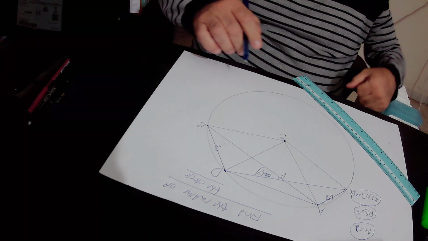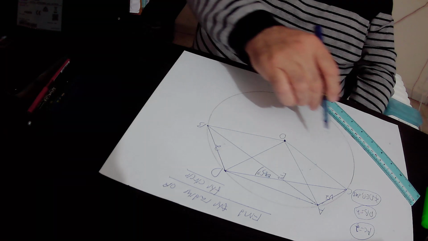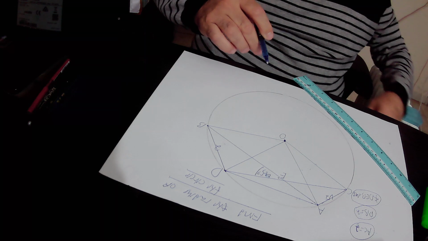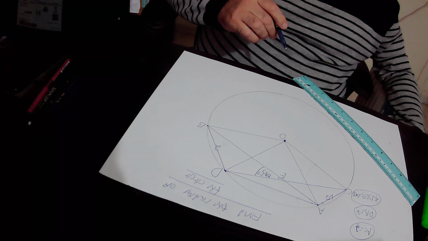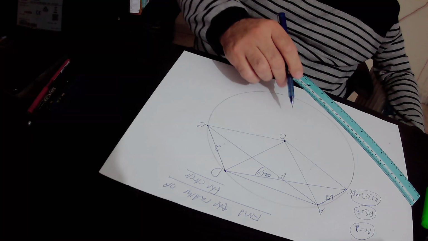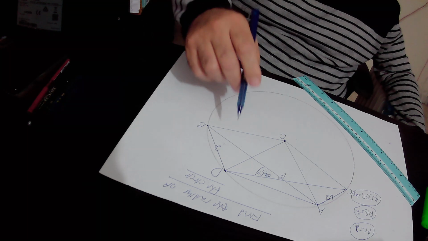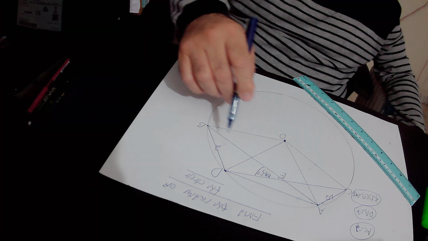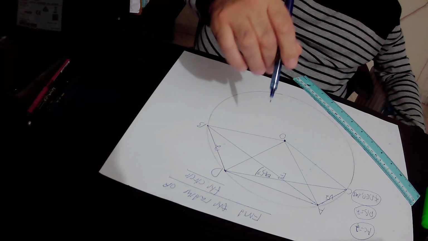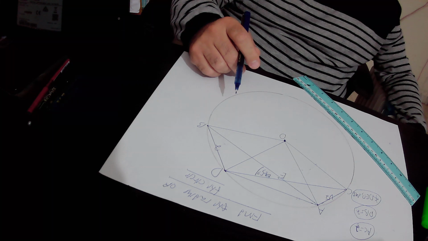Those 4 line segments OB, OD, OA, and OC, they are all the radii of this circle. Why? Because they start from point O, that is the center of the circle, and end at points B, D, A, and C. All those 4 points are located on the circle itself. And this is exactly the definition of a radius.